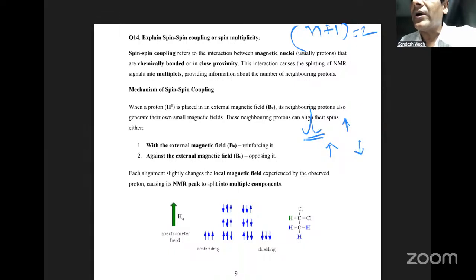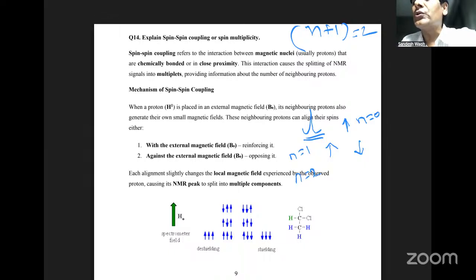Okay, one. So this may be clockwise or it may be anti-clockwise. If there are two protons, one may be clockwise and another anti-clockwise. Now you understand this is for n equal to 0, and this is for n equal to 1. Now let's see n equal to 2.